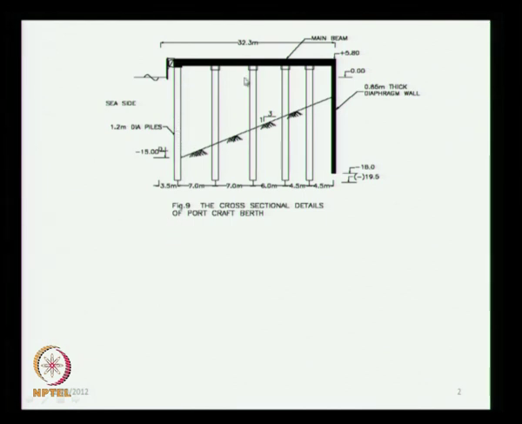This shows a typical berthing structure. The dredge level is minus 15. There are 1, 2, 3, 4, 5 rows of pile, and here we have the diaphragm wall. On this side, the ground level is somewhere here at this point.